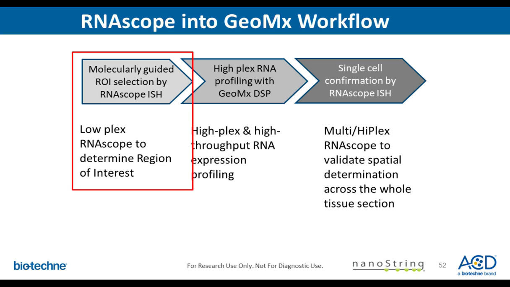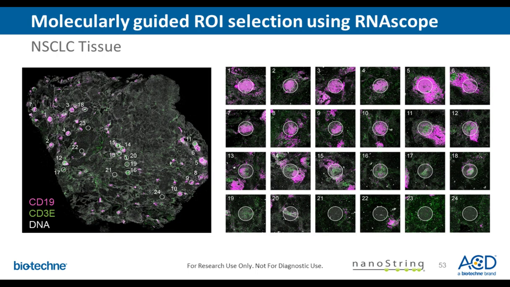The first bit here is the low-plex determination of regions of interest. Here's another non-small cell lung cancer tissue we're looking at. This is different than the one I showed previously. In this sample, we again profiled with CD19, our B cell marker, and CD3E, which is our T cell marker, and DNA, just to guide selection. In this case, we profiled 24 ROIs, and on the right there, I again zoomed in on these to show the different populations there.